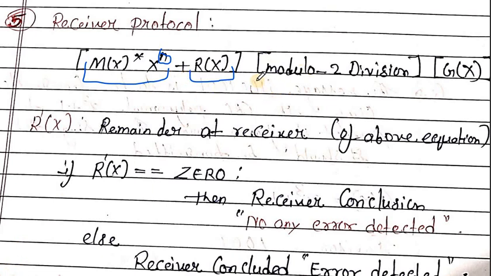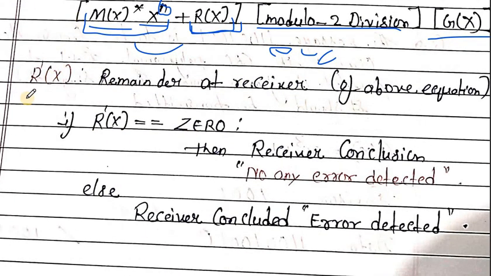After dividing this with the generator polynomial function, we already know that M(x) times x to the power n is not completely divisible. If divisible, then the remainder will be 0. If not divisible, then there will be a remainder. After adding the remainder to the transmitter protocol function, if we divide again by G(x), then absolutely the remainder will be 0.